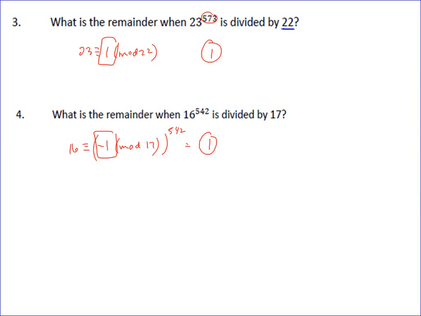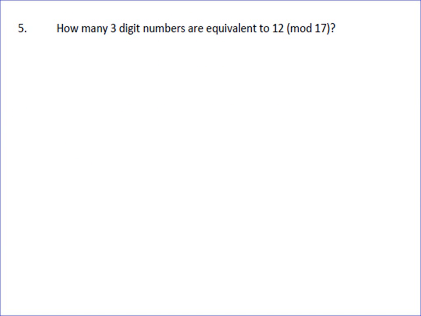Okay, so the next problem we're going to do is: how many 3-digit numbers are equivalent to 12 mod 17? Well, that means that you have to understand that 12 mod 17 is just a pattern, and that pattern is 12, and then you add 17 to it, 29, and you keep adding 17, so 46, and so on. So we need to find the smallest 3-digit number that's equivalent to 12 mod 17. Well, 17 times 5 is 85, so that gives you 97. 17 times 6 is 102, so the smallest is going to be 114. And then that's going to keep going.